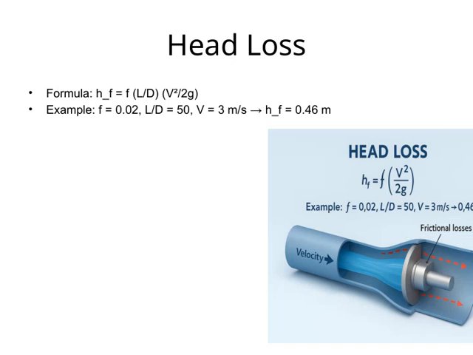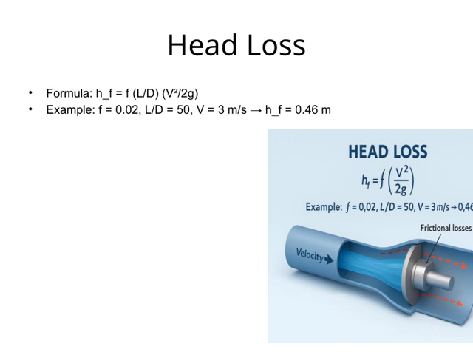Now, let's take a closer look at head loss, which is a crucial factor in fluid flow through pipes. The formula for head loss, denoted as h_L, is given by this equation: h_L equals f times L divided by D, multiplied by V squared over 2g. This tells us how friction and pipe characteristics contribute to energy loss as the fluid moves. To make this clearer, let's consider an example.